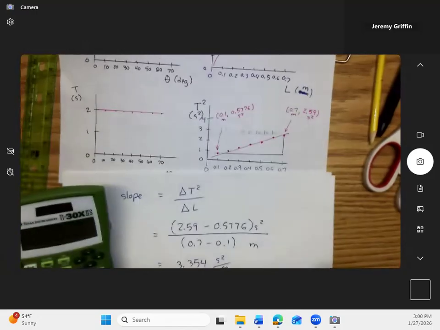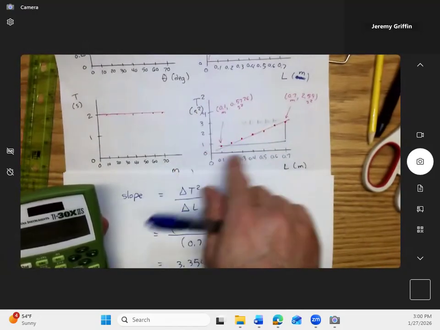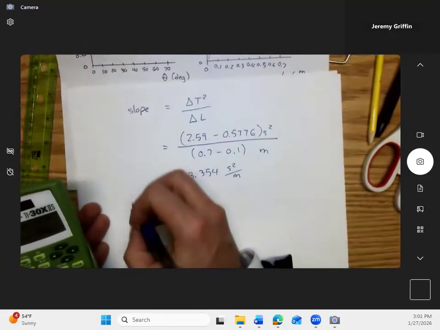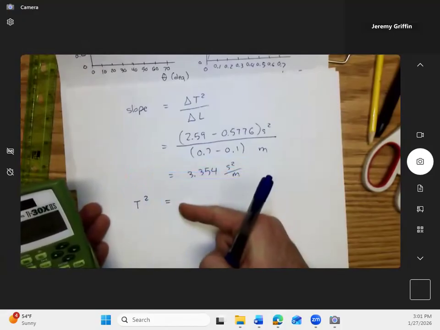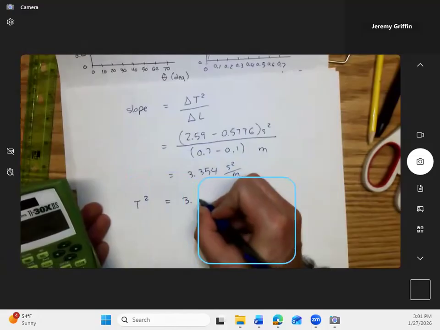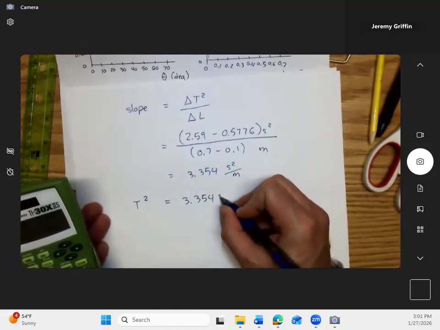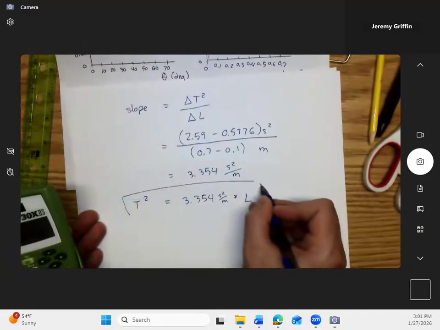Okay, so then I can make an equation. Now, my y-axis is really t squared. My x-axis is the length. So I can say that t squared is equal to, now we're going to have an exact equation, 3.35 something square seconds per meter, and then multiplied by the length. Now that's perfectly valid.